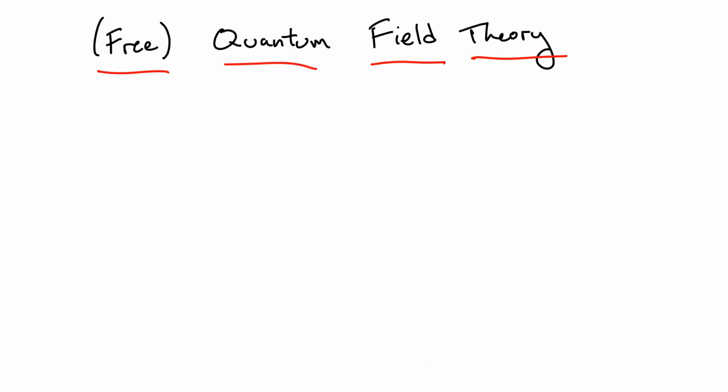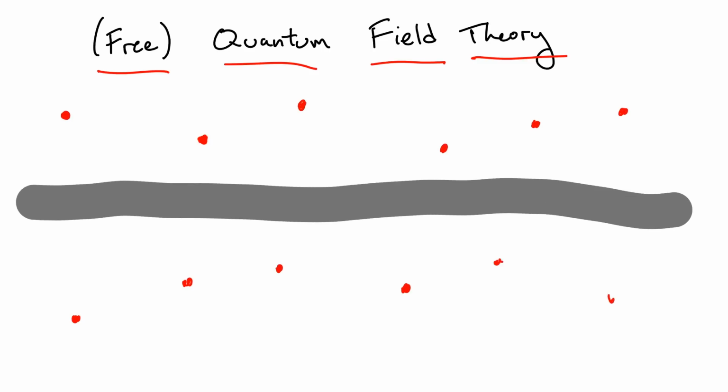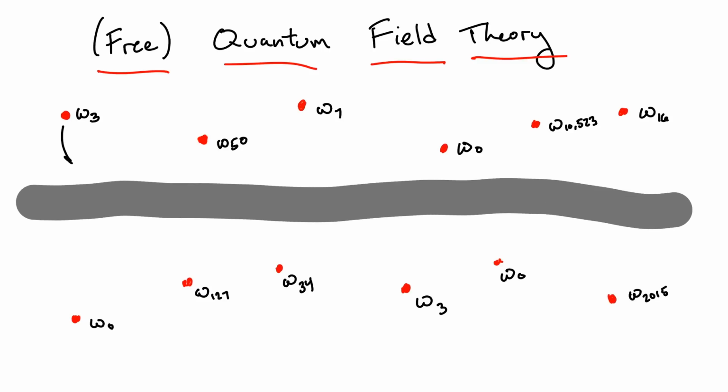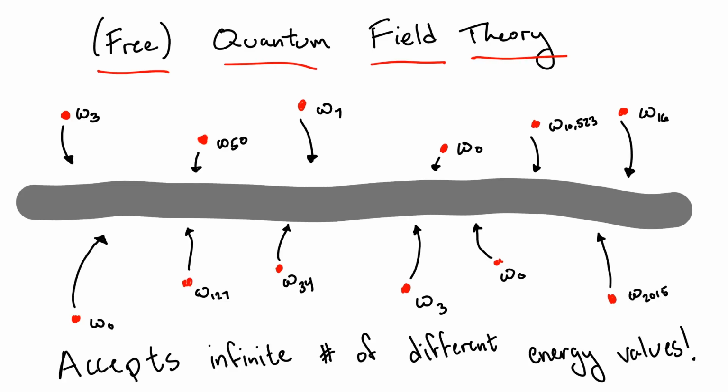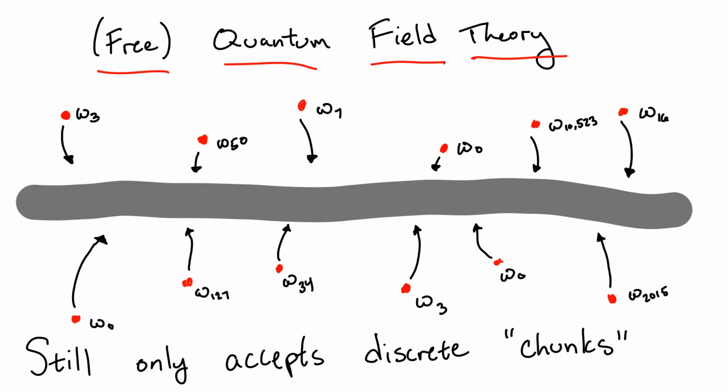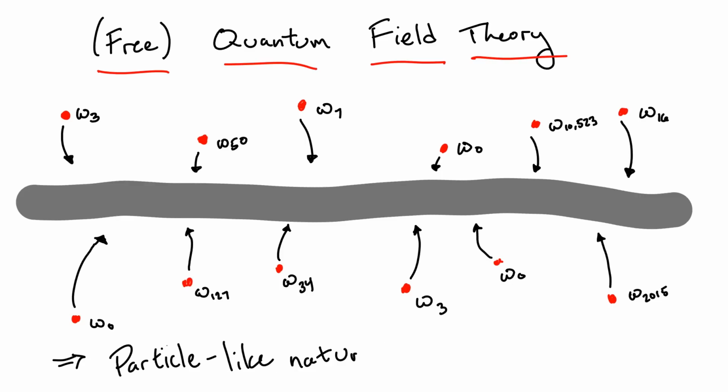Eventually, when we take the N to infinity limit, the system as a whole will accept units of energy with an infinite number of different values, but any one energy value can still only have a discrete number of units in it. So, if we place one unit of energy into the system, there will only ever be a single unit of energy in the system. This is the particle-like nature of a quantum field theory.